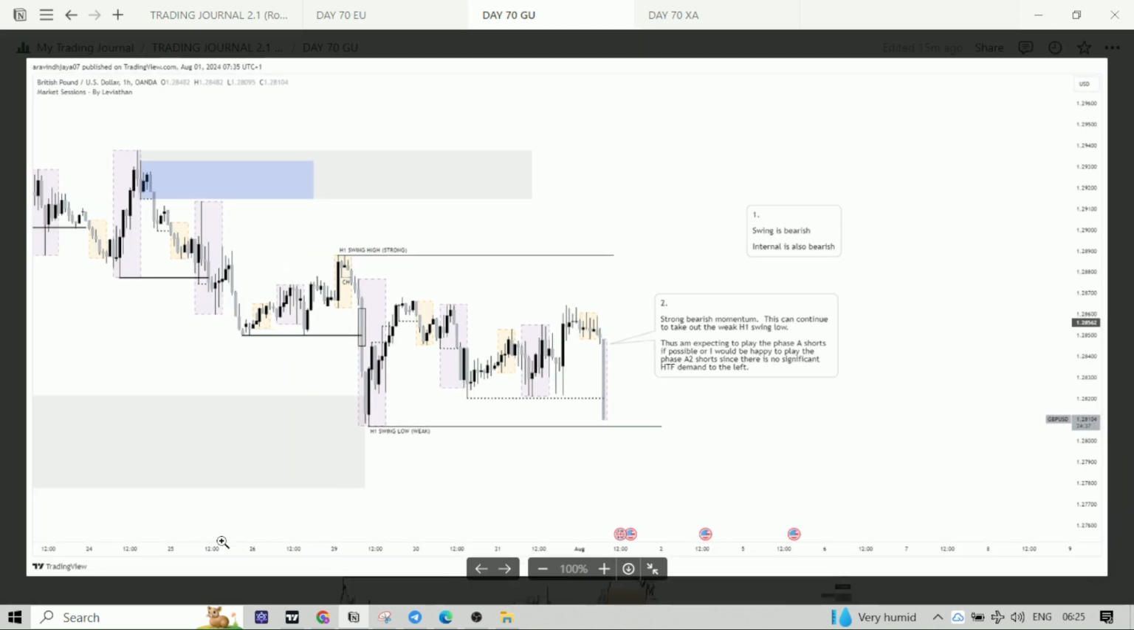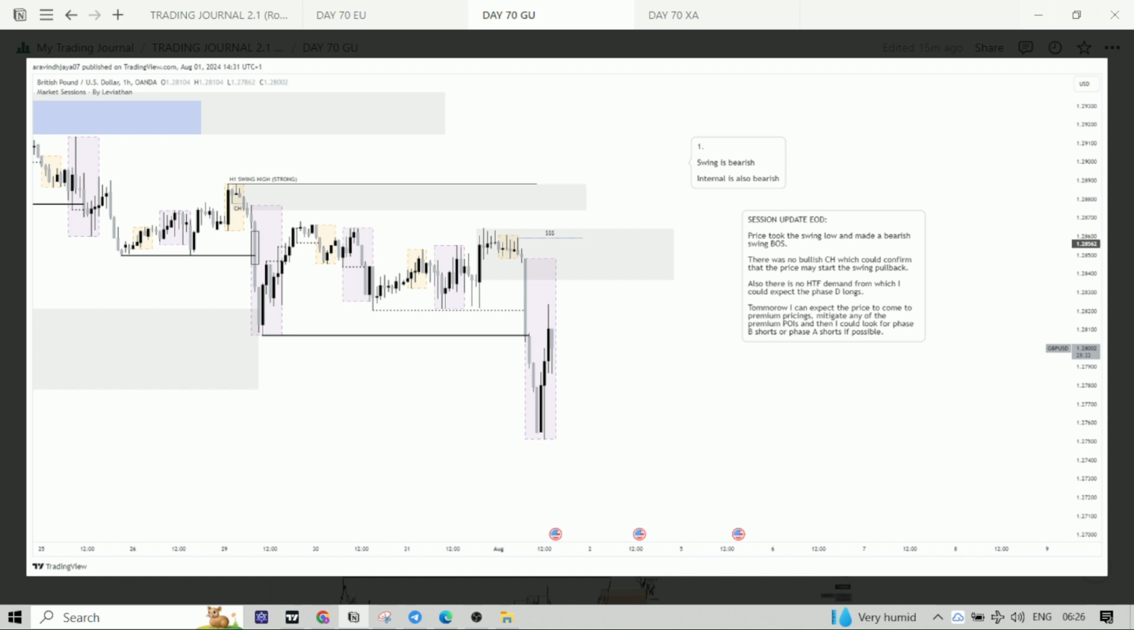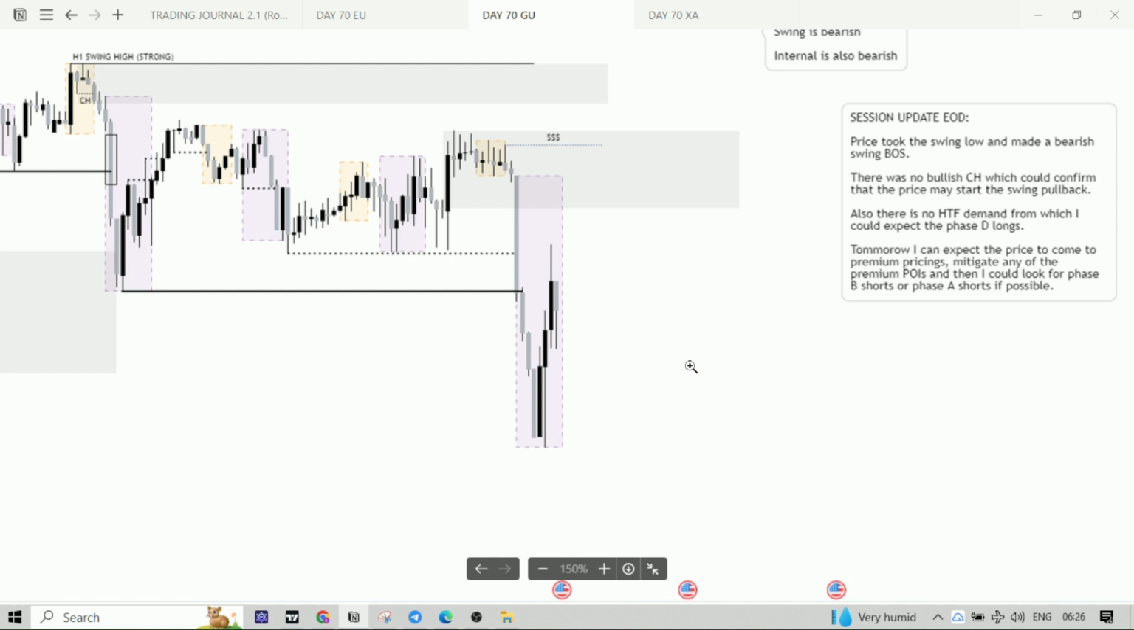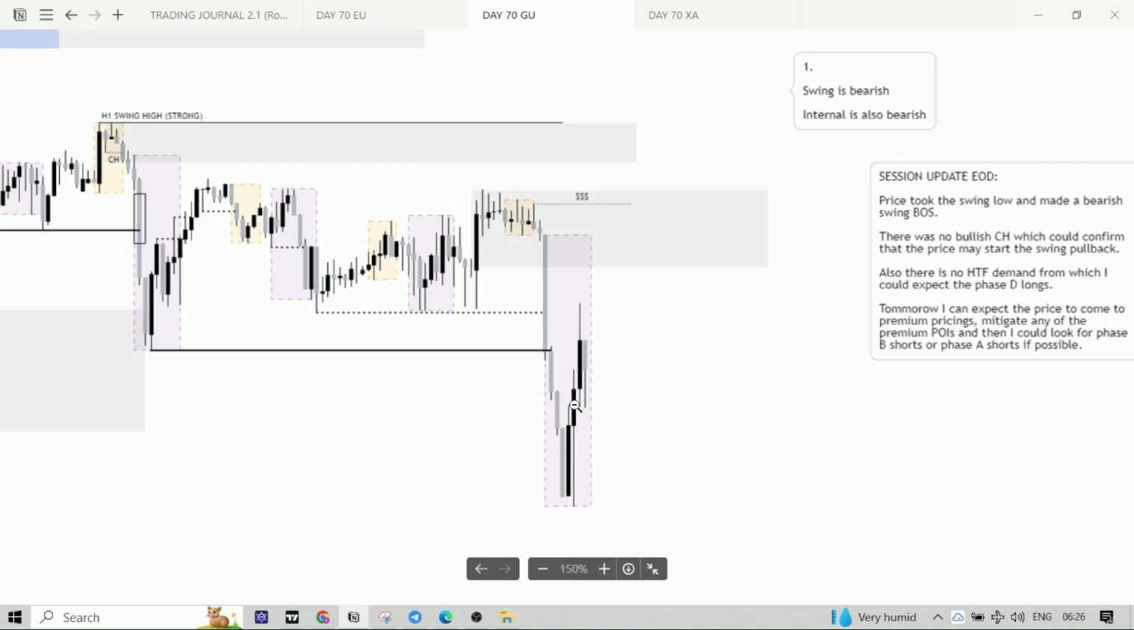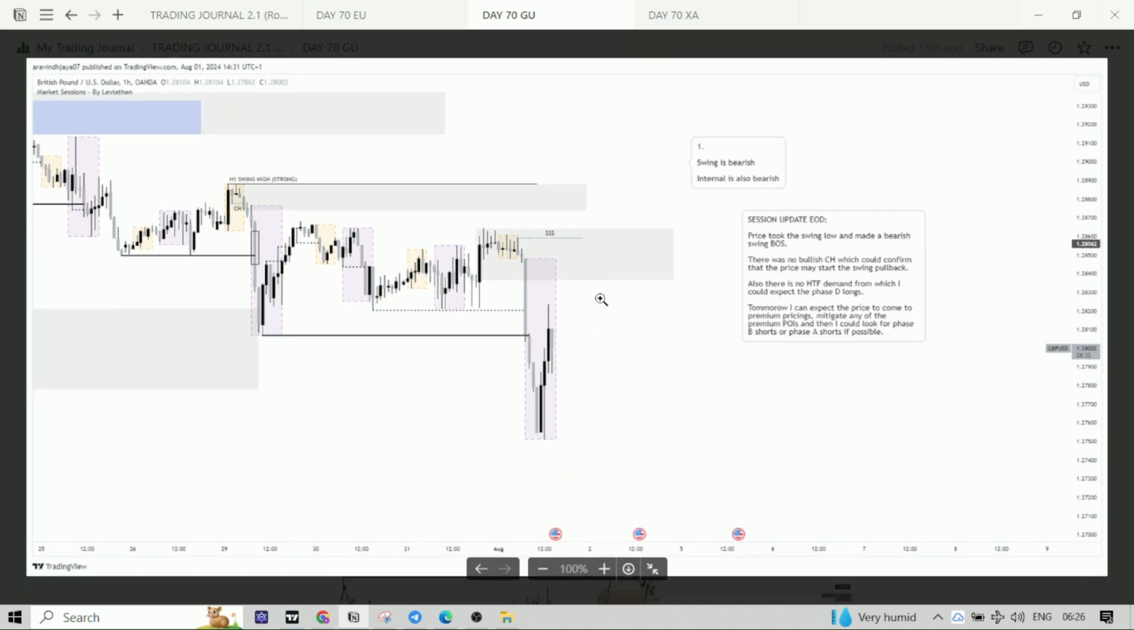But since there were no POIs left below, I was set in mind that I'm going to trade the phase A2 long, phase A2 shorts. So once the price reaches here, maybe one more leg here, and there could be some POIs, I could take some shorts there. So that was my game plan. But price just kept pushing down, and around 2:30, price made a V-shaped reaction, and it was just making the swing pullback.